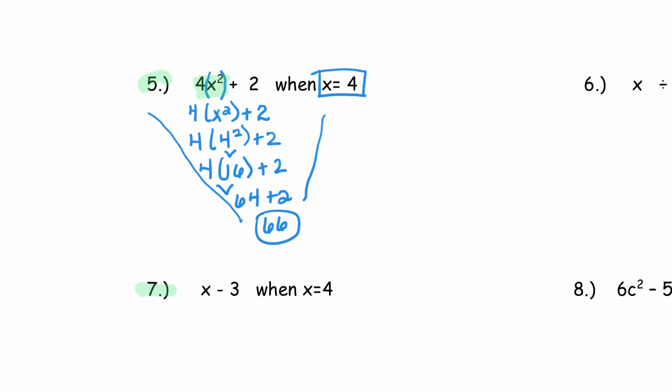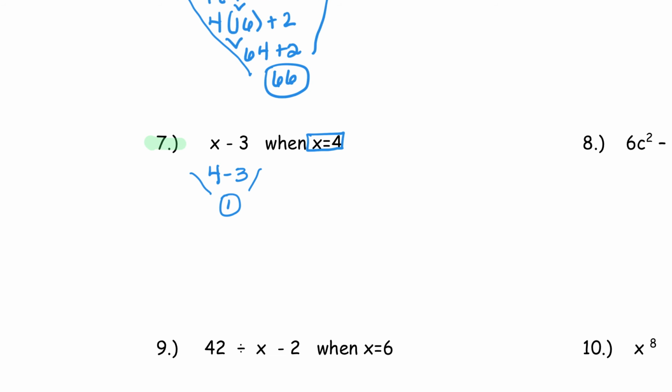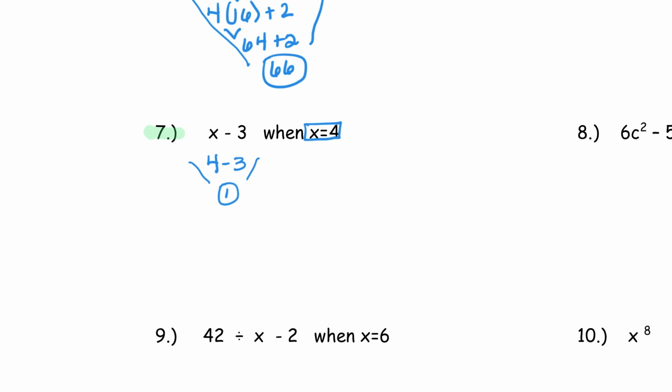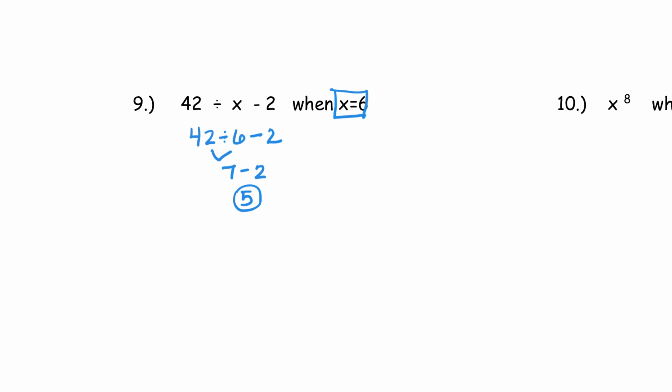Alrighty, pause the video. Look at problem number 7. This should be pretty basic for you. Try number 7 on your own. Pause the video. Number 7 was basic. Your answer was 1. Let's move on down to problem number 9. Problem number 9 is set up for you when x is equal to 6. Try that one on your own. Pause the video, see how you do. After you evaluate, your final answer for number 9 is 5.